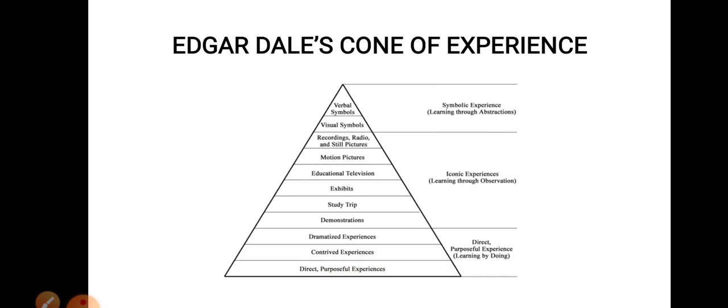Okay, next. So, ito talaga yung pinaka-importante when we talk about audiovisual aids or even instructional materials. We have the Edgar Dale's cone of experience. So, as what you can see, it is a what?